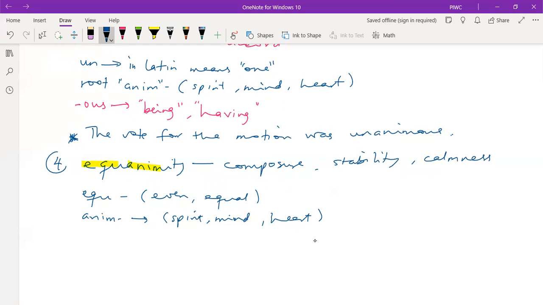For example, if you use it in a sentence like, the speaker listened with equanimity to catcalls and shouts from the audience. So it means that the speaker was very calm. Okay. So this is how you can break down roots of words to help you in understanding words.